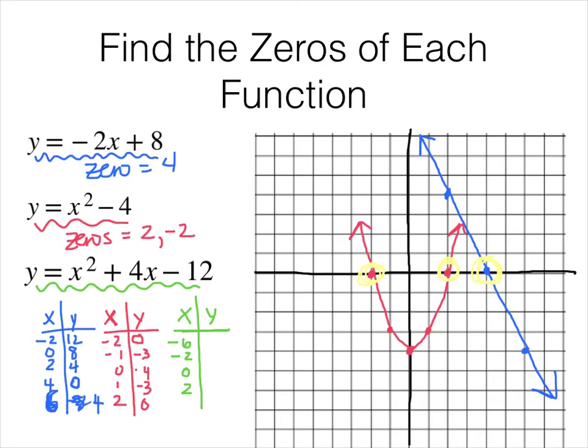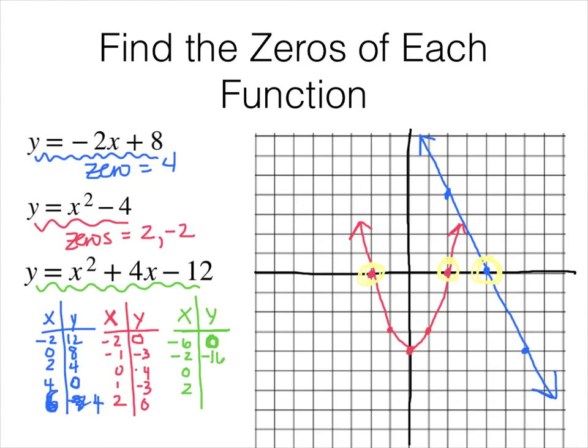Now the green one. Now the green one, we can't graph the way that we're used to. So I'm going to go ahead and walk you through graphing this. So if we plug in these numbers here for this function, we're going to have -6 squared, 36, -24 is 12, -12 is 0. So at -6, we're going to have 0. -2 squared is 4, plus 8 times -2, -8. 4 -8 is -4. -4 minus 12 is -16.